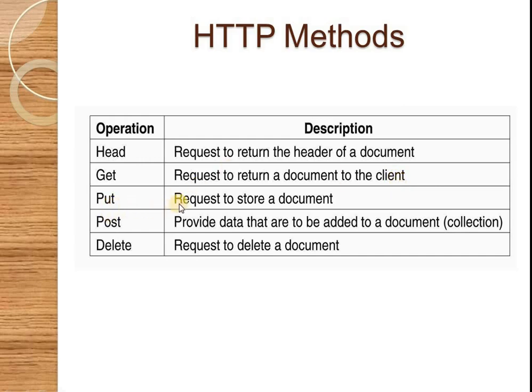A client can request a server to store a document under a given name, which is provided in the request message. The post operation is similar to storing a document except that a client will request data to be added to a document or collection of documents. A typical example is posting an article to a news group. Finally, the delete operation is used to request a server to remove the document that is named in the message sent to the server.